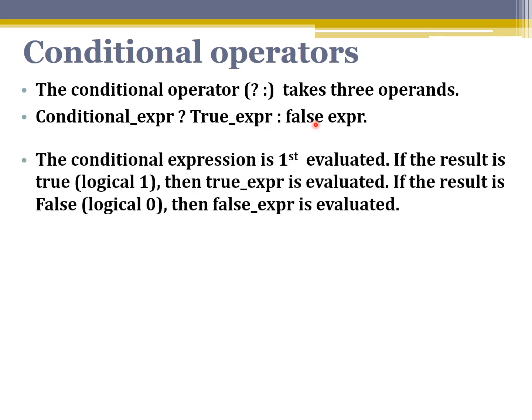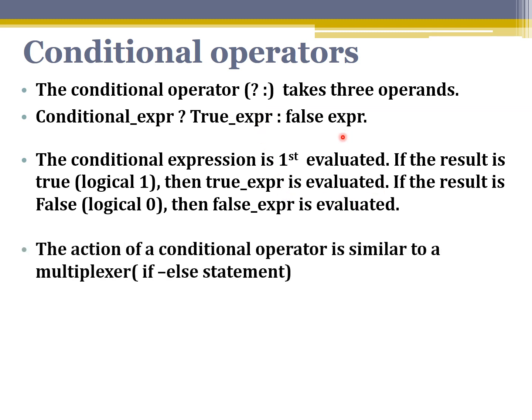The conditional expression is first evaluated, it is checked. If the result is true, then the true expression will be evaluated. If the result is false, the false expression is evaluated. So simple. The action of a conditional operator is similar to a multiplexer or the if-else statement: if this condition, do this, else do this. This is like a multiplexer, and we can check a simple notation here. If the conditional expression is 0, then the false expression is evaluated. If the conditional expression is 1, then the true expression is evaluated.